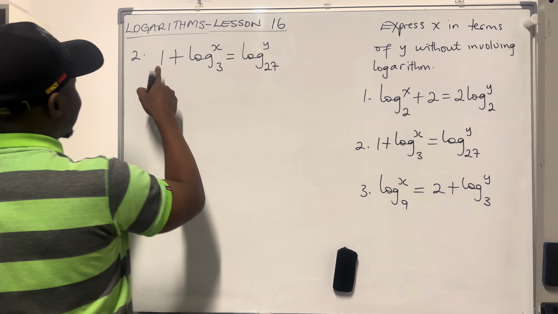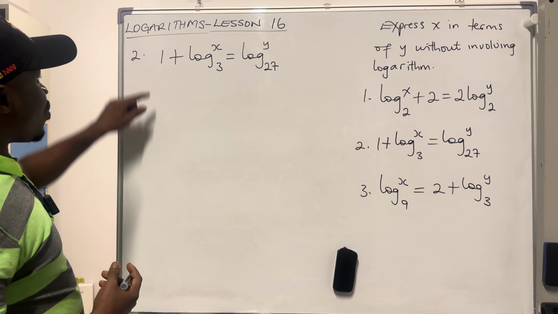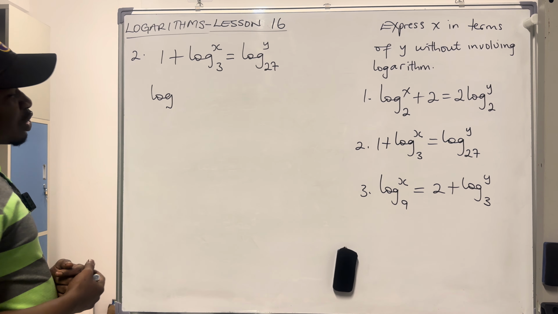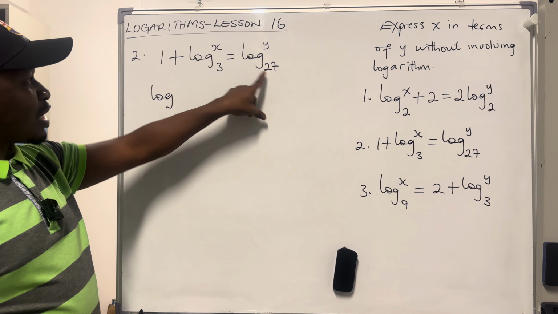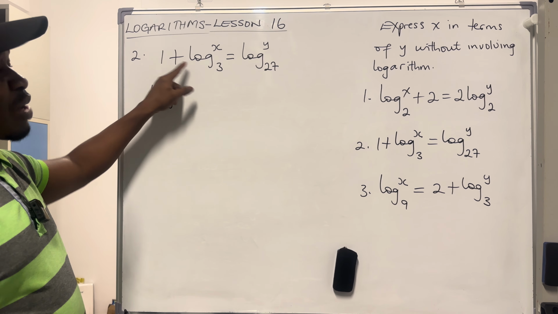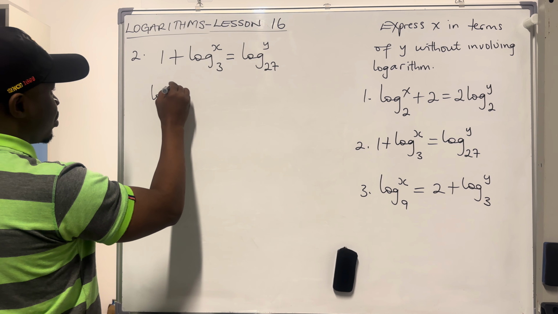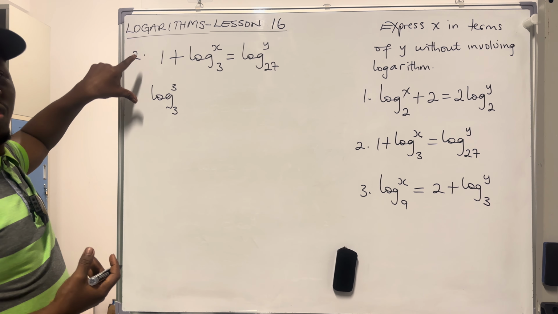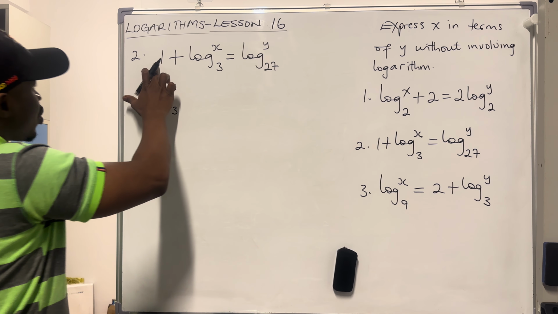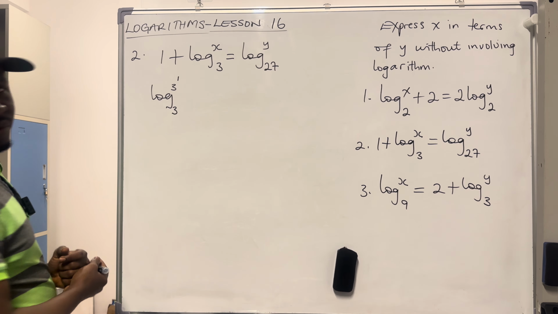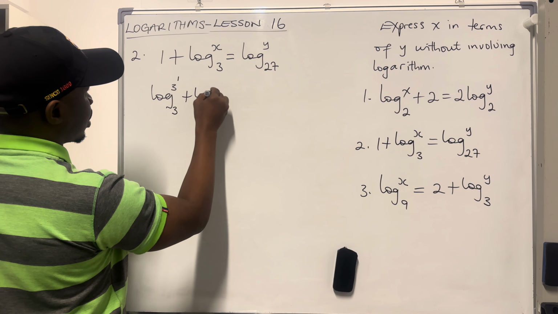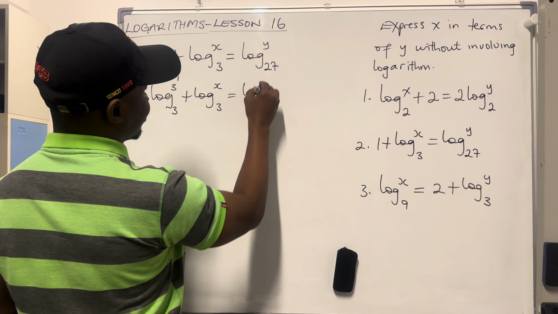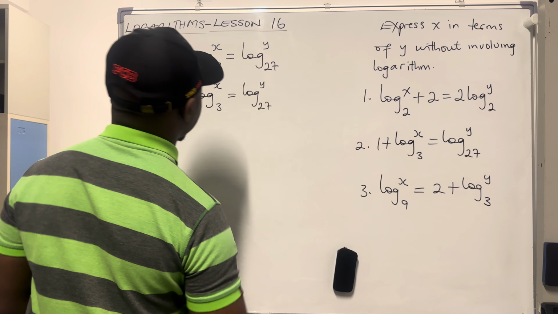So we say this one we want to convert it to logarithm. But which base do we use? Can we use 27? Let's use 3 because it is on the same side with this one here. So we say log 3 base 3. This is how we convert a number that is not in log to logarithmic form, a single number. And the number itself is serving as the power. So plus log x base 3 equal to log y base 27.